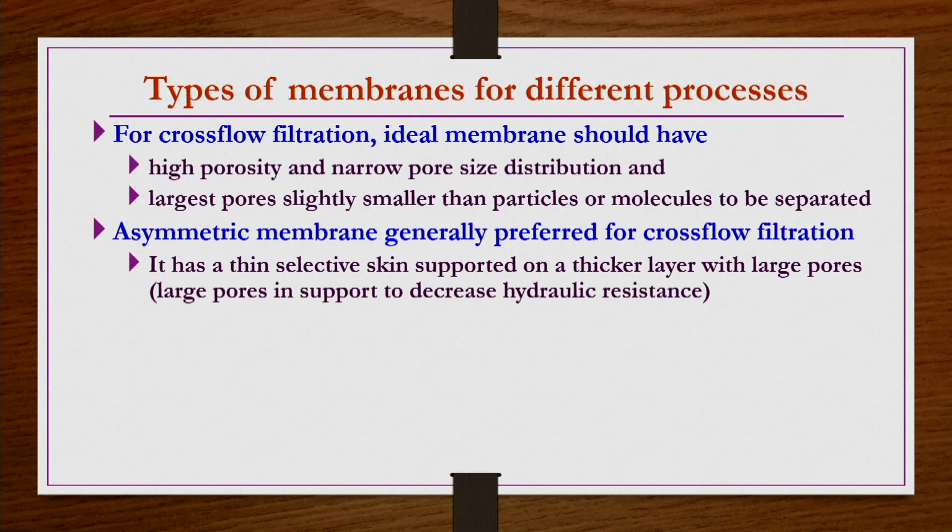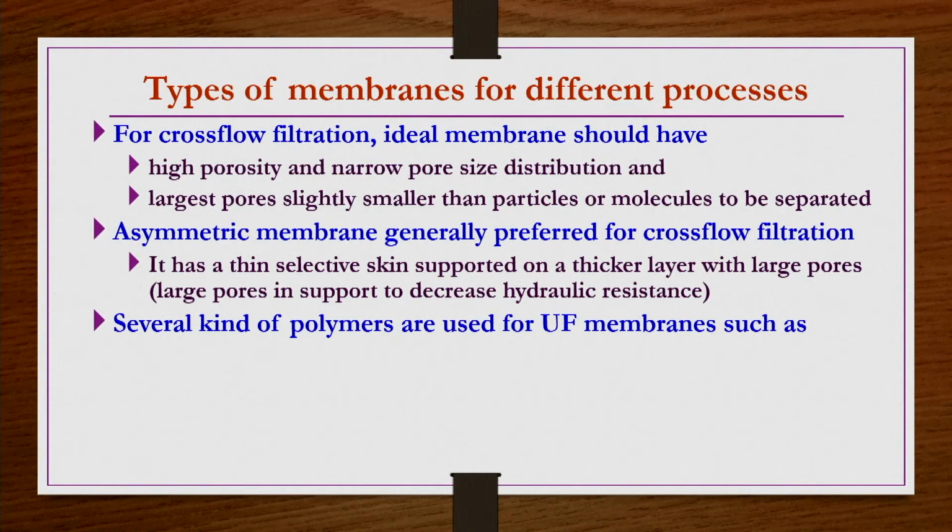So there is a support, and onto that a membrane skin is deposited. The support is macroporous, and the skin, the polymer layer on the support, has a microporous structure. Once the molecules pass through the membrane, they can easily pass through the support. Because of the macro structure of the porous support, the hydraulic resistance is also less.